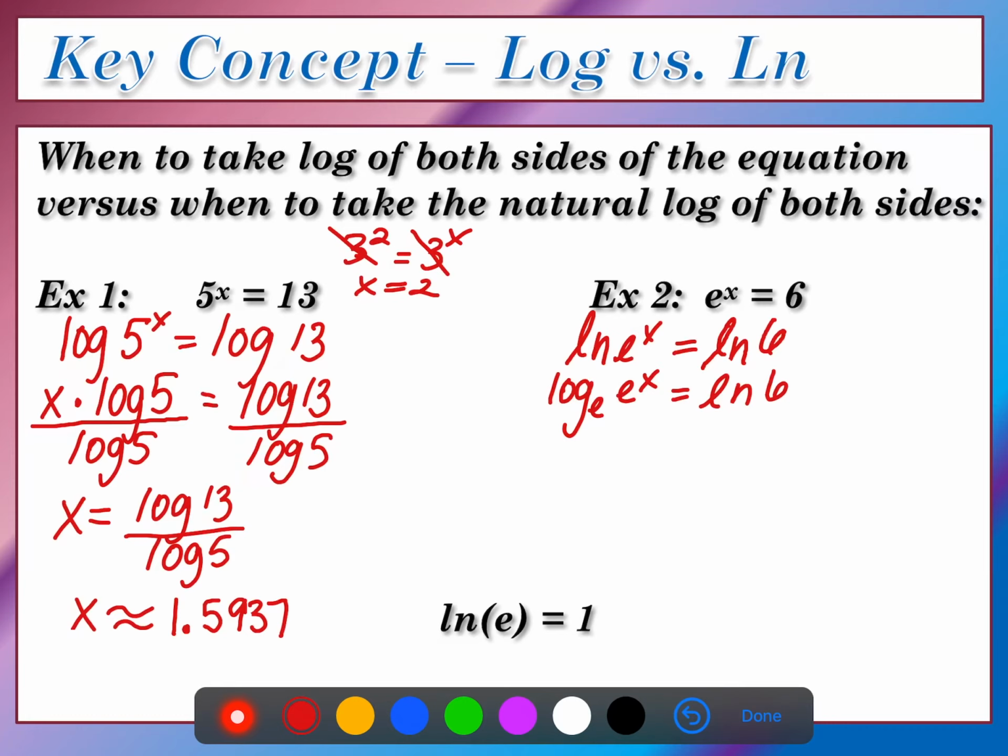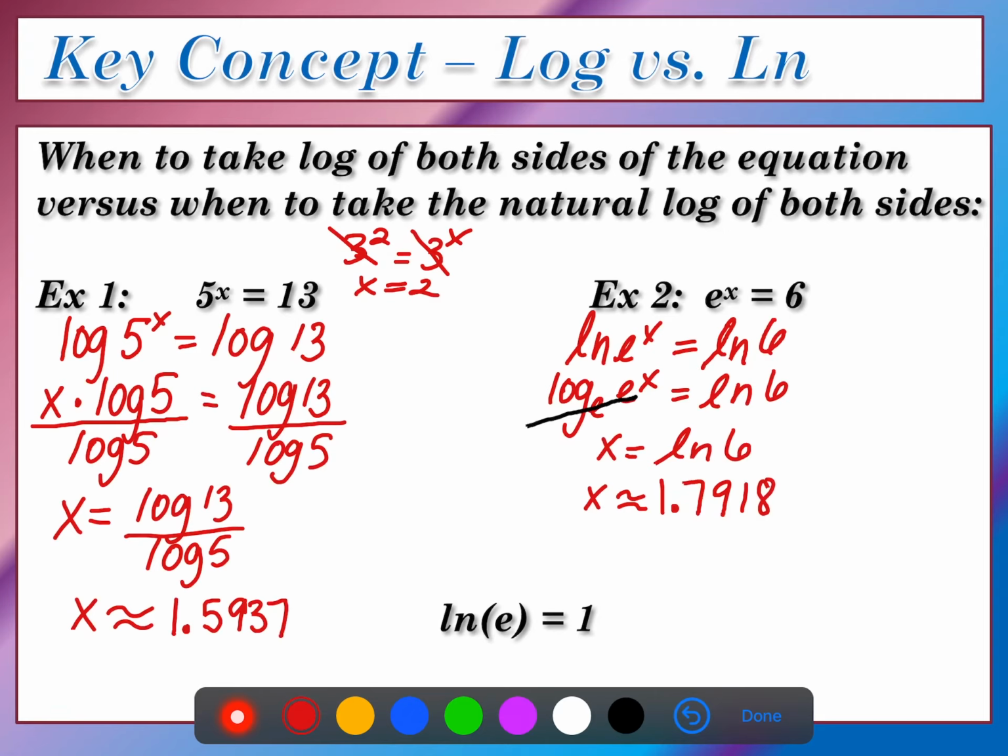Okay, but log base e of e to the x, that cancels. Log base e of e cancels. And you're just left with x equals ln of 6. So ln of 6 is just a number. We're going to plug that into our calculator using the ln button. It's right by the 4. So we're going to hit ln of 6, and we're going to round to 4 decimal places. I get 1.7918. Okay, and that's our approximation.